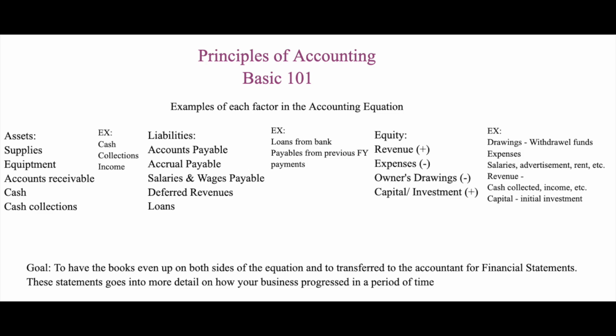These are certain examples of assets, liabilities, and equity that are shown on the screen. For assets, there are supplies, equipment, accounts receivable, cash, and cash collections. For liabilities, there's accounts payable, accrual payable, salaries and wages payable, deferred revenues, loans, and equity is revenue and expenses, owner's drawings, and capital/investment. Now notice how there's a plus and minus for each term inside of the equity section, and that's because inside the schedule it will show how much is being added inside the revenue and how much is being taken out inside the expense for that month. So this is very crucial when you do the accounting schedule.